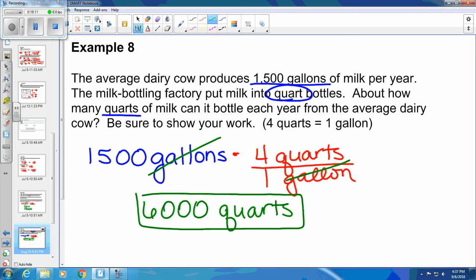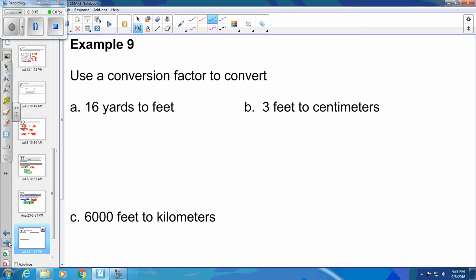On the next page, there are 3 examples. Please try these, and then come back, and we'll start back up, and I will have the solutions up for you.